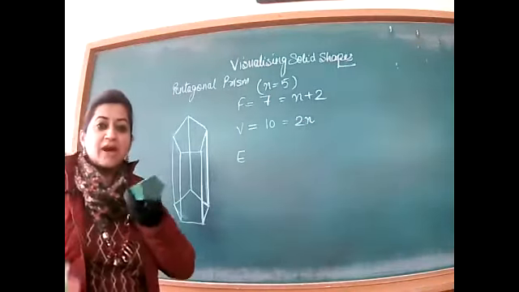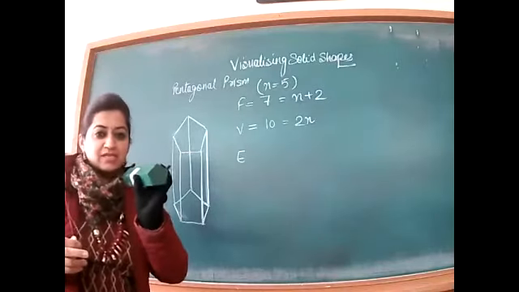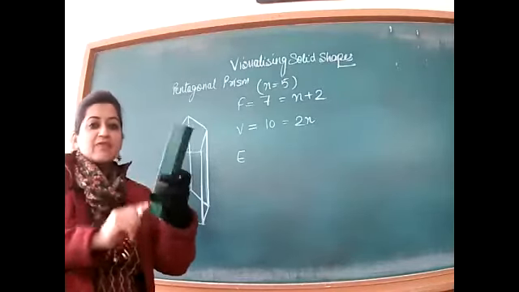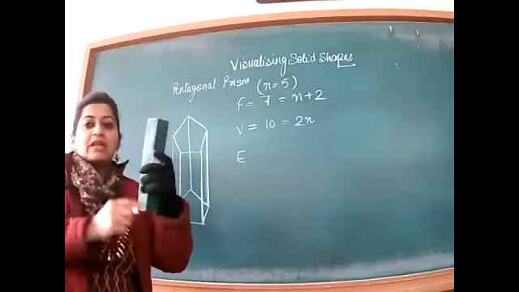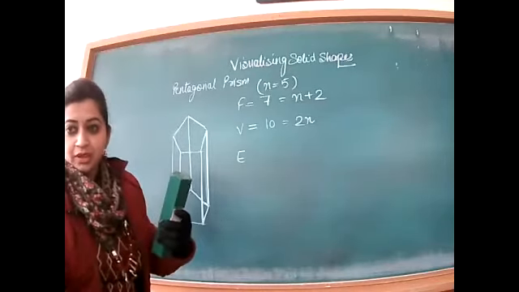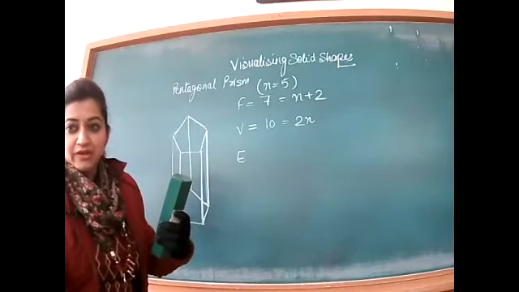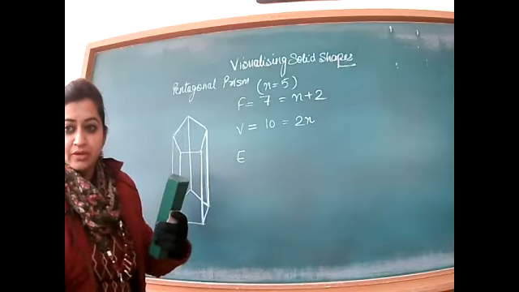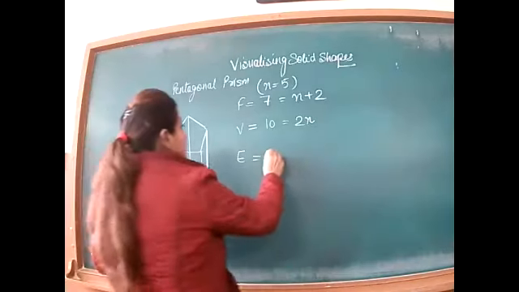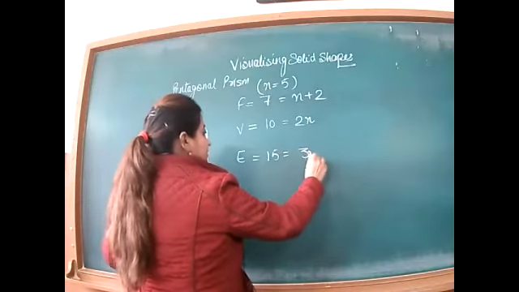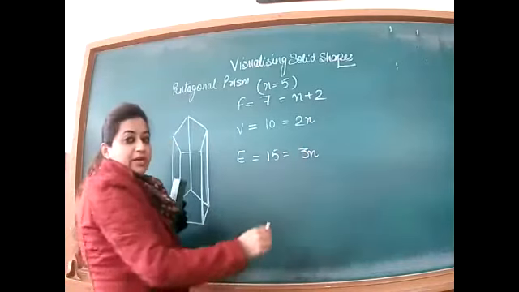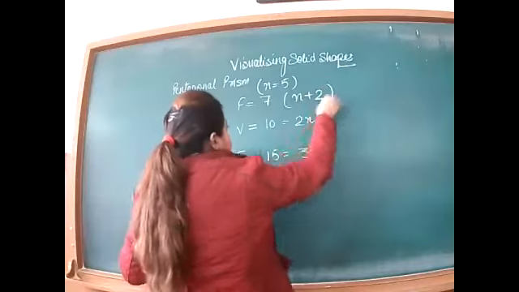Now edges, 5 sides are there at the top, 5 sides are there at the bottom and 5 sharp edges are there in the lateral. So 5, 5, 5, that is 15. 15, and the formula is 3n. We have already done this formula, you know it.